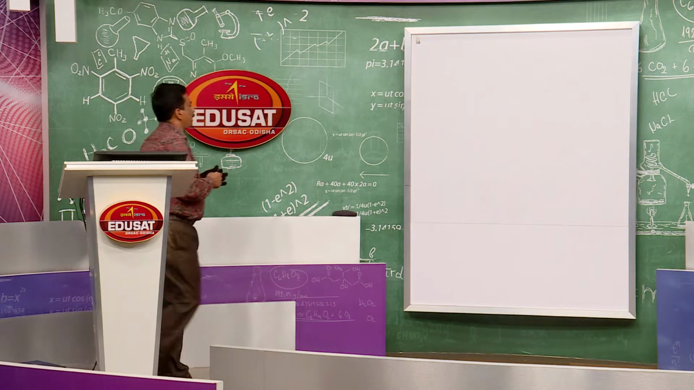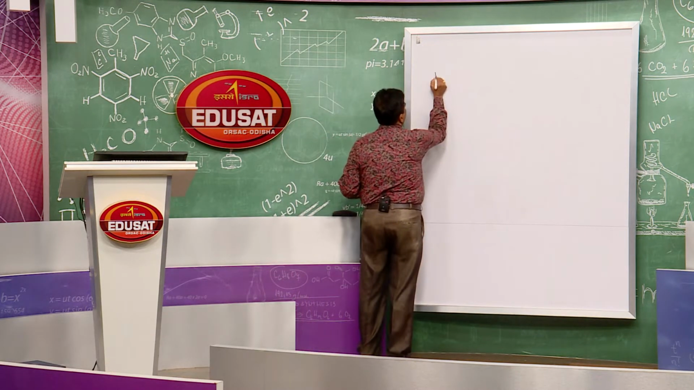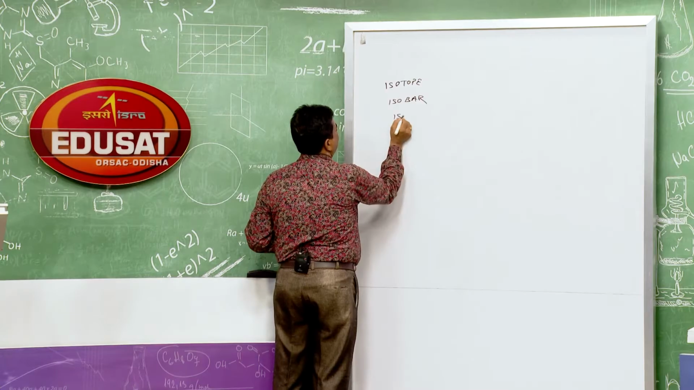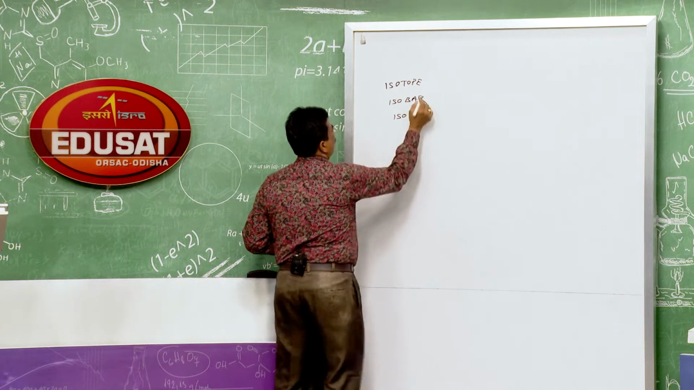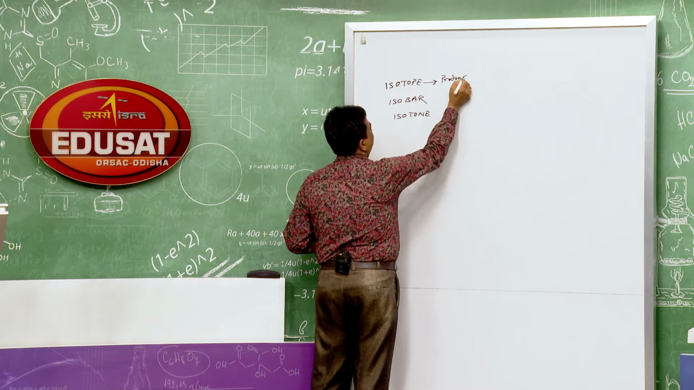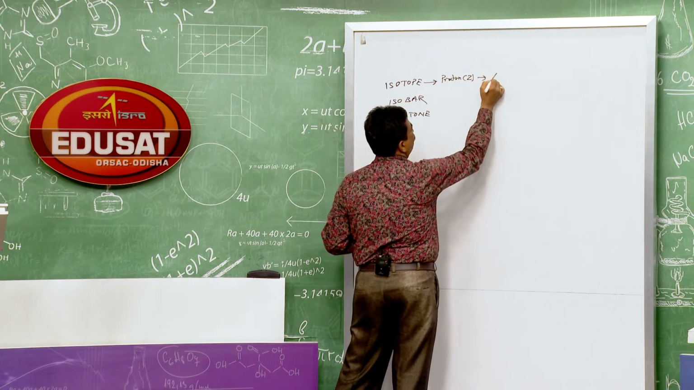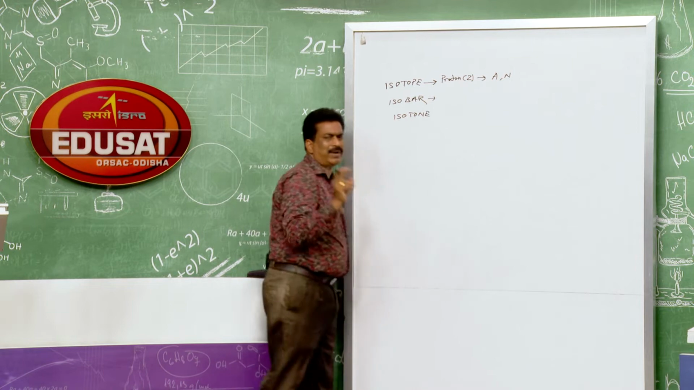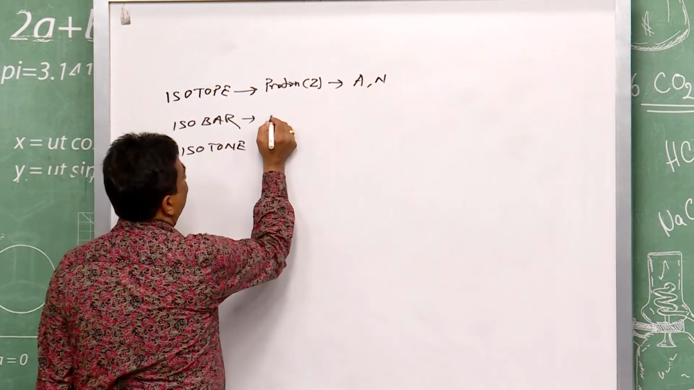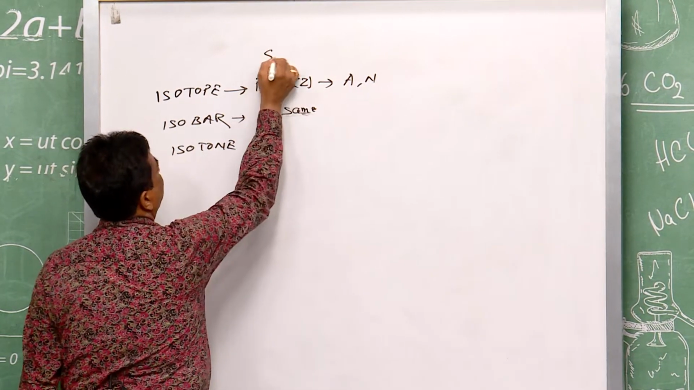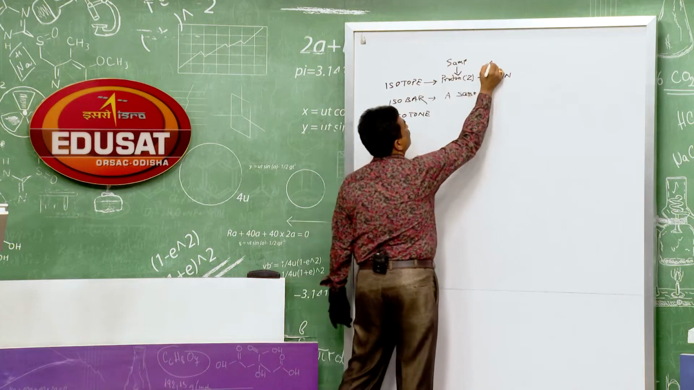For those attending for the first time: isotope, isobar, isotone. In the isotope, one thing remains constant, that is the proton number Z, and the other two, A and N, vary. For the isobar, remember that the A is constant, the A is the same, and the others are different.